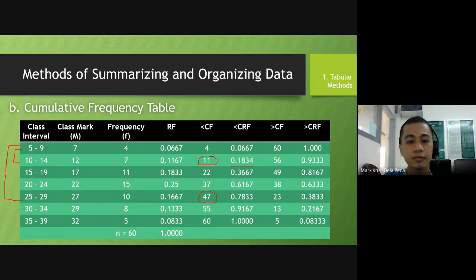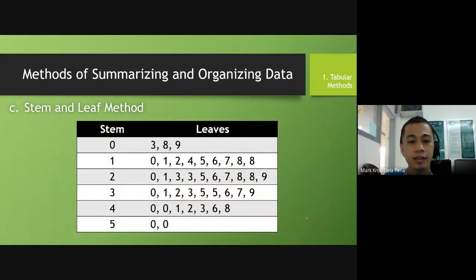Okay, the last method is the stem and leaf method. So we will have to divide each number in your data into two parts. One would be the stem, and the other would be our leaf. This is an example of a stem and leaf table. You have here zero. How do we read this one? The data are actually 3, 8, and 9. So the stems are our most significant numbers. The leaf is our least significant number.